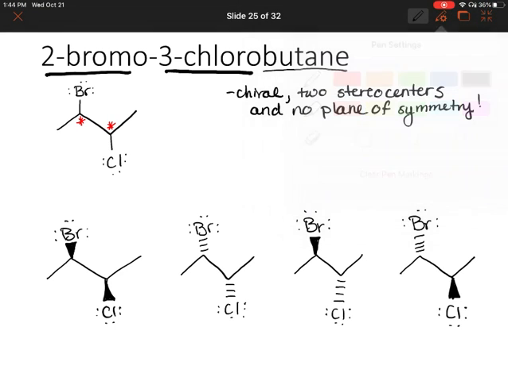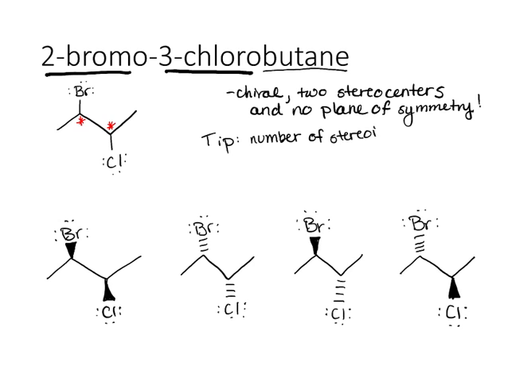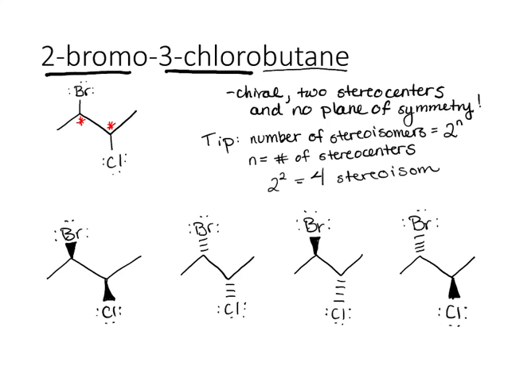Now, before we do that, I just want to give you a little tip here. The number of stereoisomers that a molecule can have is equal to 2 to the n, where n is equal to the number of stereocenters. So here we had 2 stereocenters. So we would write 2 to the second, which is equal to 4 stereoisomers. And in fact, we just drew 4 stereoisomers, so that's perfect.